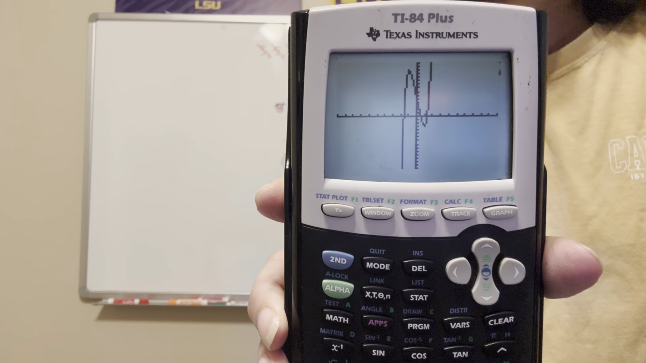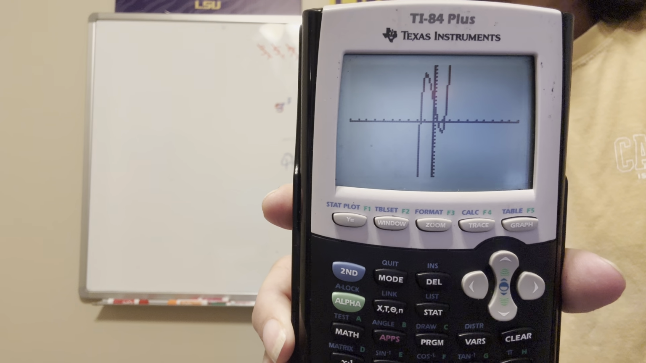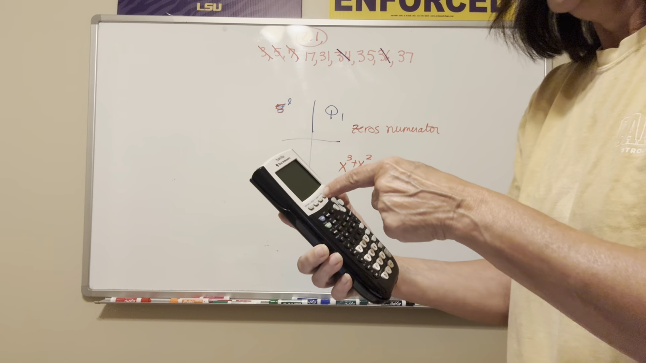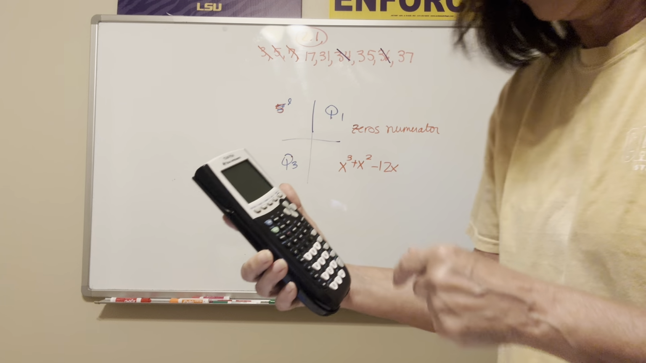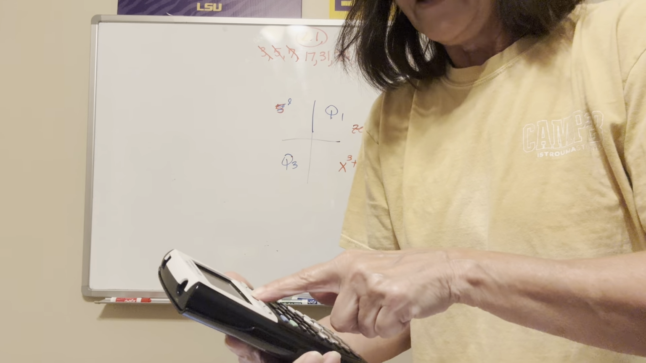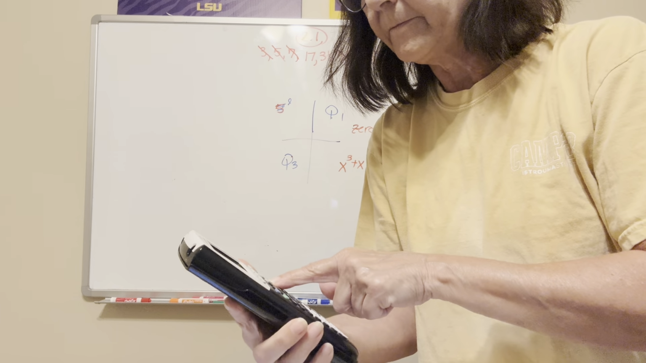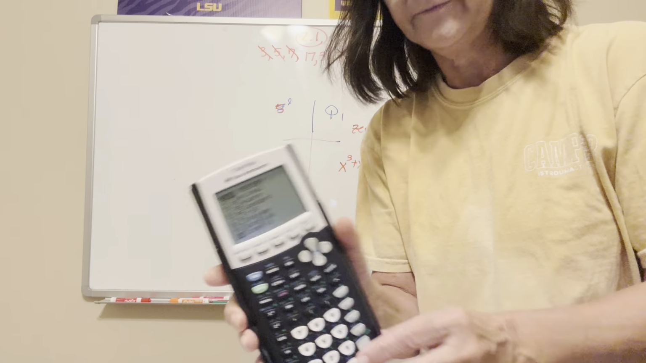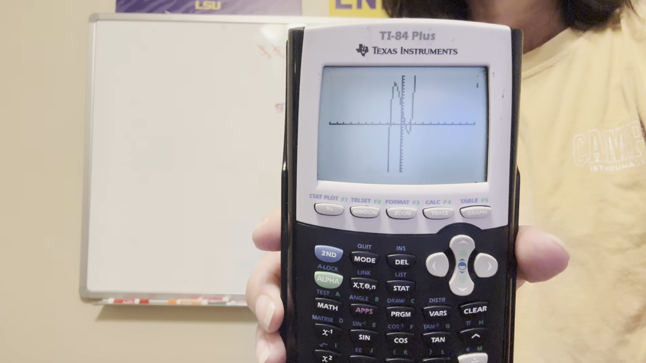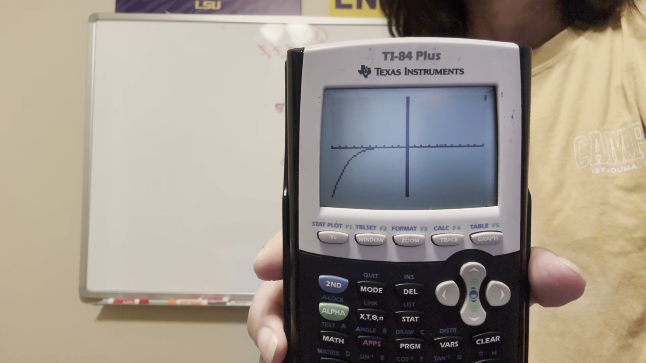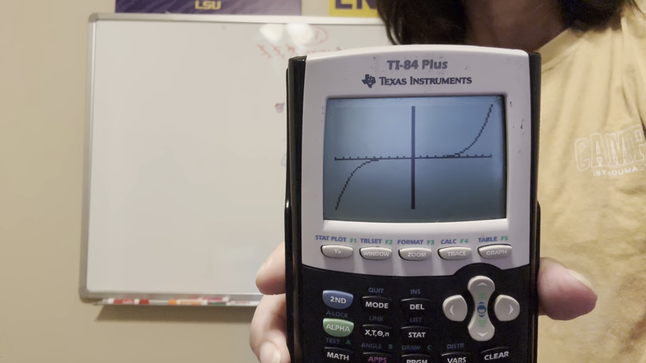1, 2, 3. Okay. I'm pretty happy with that. I'm going to do zoom fit just to make sure because that's 1, 2, 3, almost a 3rd degree. I'm just going to make sure there's not 1 somewhere else. So I'm going to do zoom fit. And then I'm going to go back. 1. All right, so that's it.